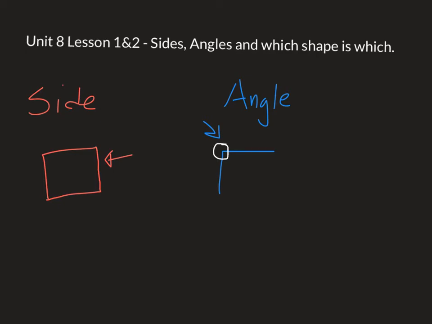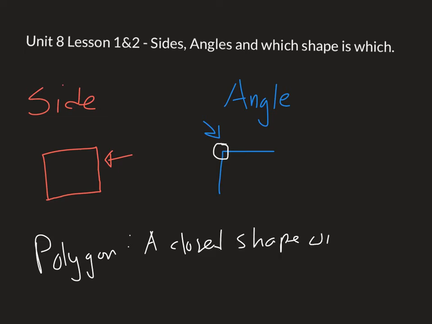Lastly, what is a polygon? Well, a polygon is a closed shape with many sides. Pure and simply, a line is not a polygon because a line is not a shape. Okay, now look, how can we identify different polygons? Well, first off, let's start with the easiest one.